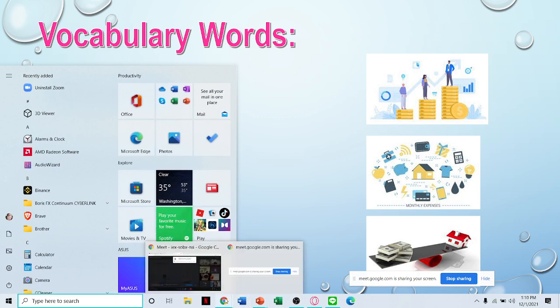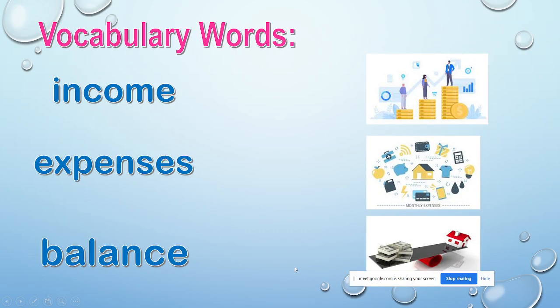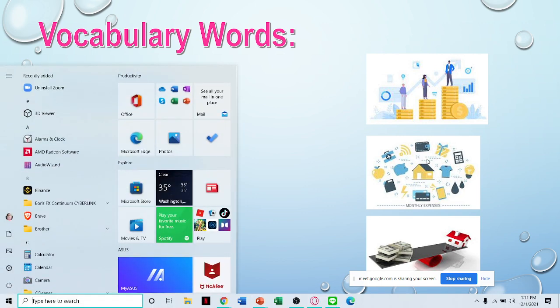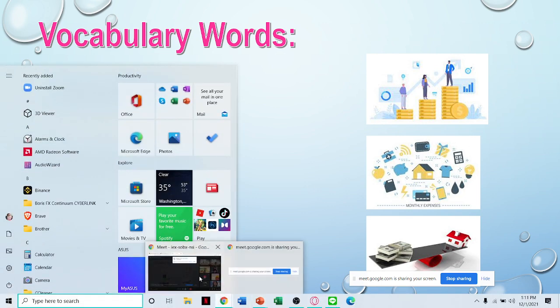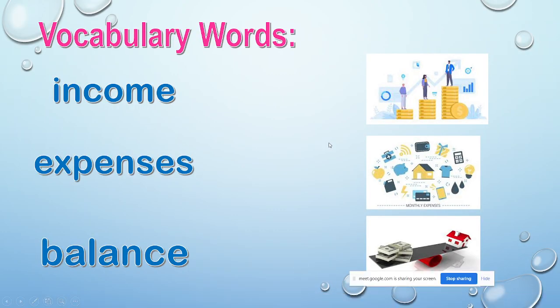Next is expenses. When you say expenses, those are the money that we use in buying things, in paying for services, in paying for our bills. The money that you lose for buying something, the money that you lose for availing services from other people. Next is balance. When you say balance, what do you mean?